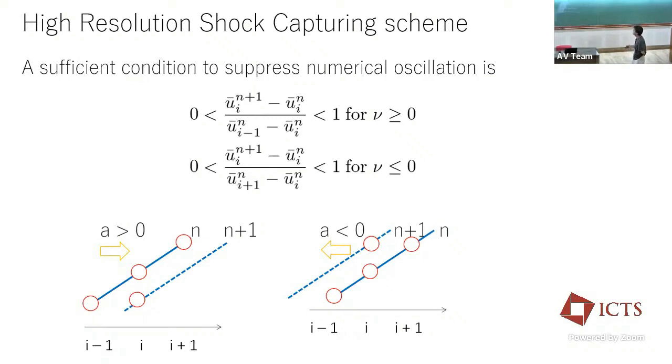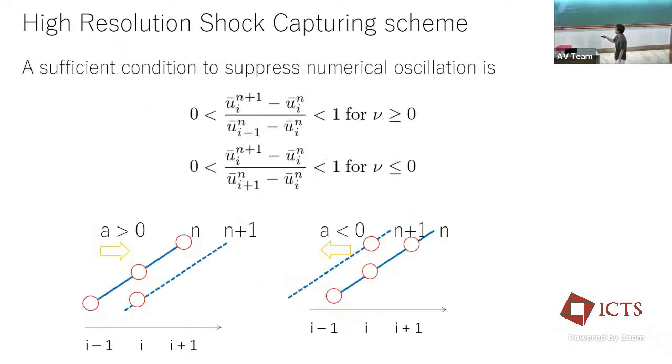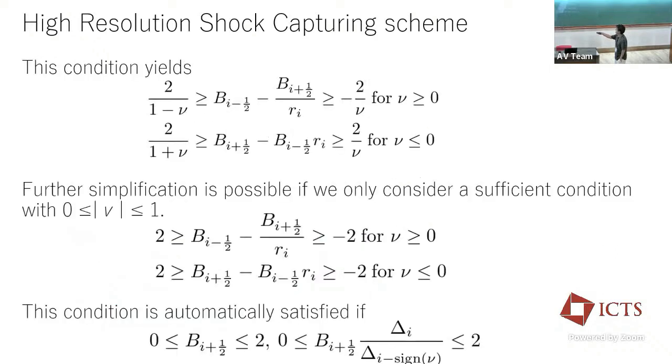in the simulations. So now we have a condition for B_i, which should be a nonlinear function of u^n_i. By plugging these conditions into this expression, you can get B; it should satisfy this condition for positive nu, and this one for the negative case. Further simplification is possible if we only consider a sufficient condition for the absolute value of nu between 0 and 1, which should be satisfied to get a stable CFL condition.